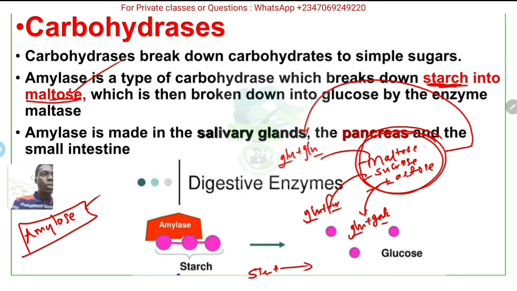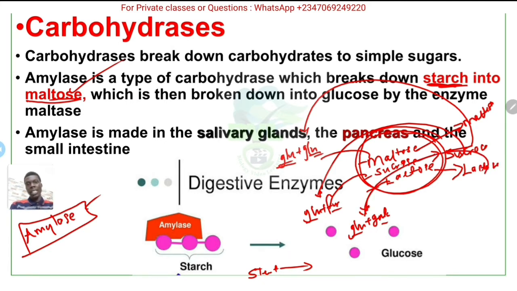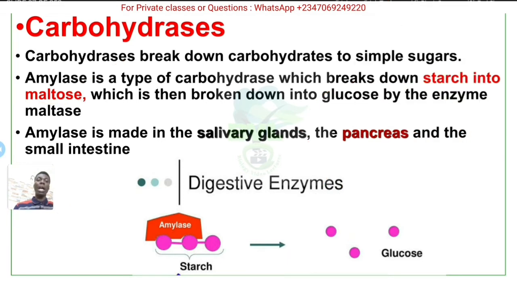Maltose can be broken down by its own enzyme called maltase into what? Glucose and glucose. Sucrose can be broken down by sucrase into what? Glucose and fructose. Then lactose can be broken down by what? Lactase, that's the enzyme, into what? Glucose and galactose. This is very easy. So the point is, that's what we call chemical digestion. The enzymes are the ones doing this job. So don't forget, anytime you hear the word amylase, it means the enzyme works on starch, please.